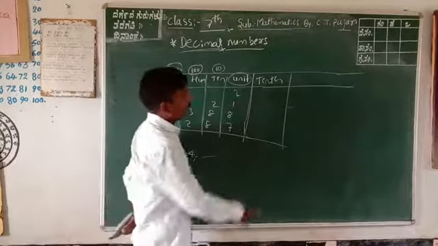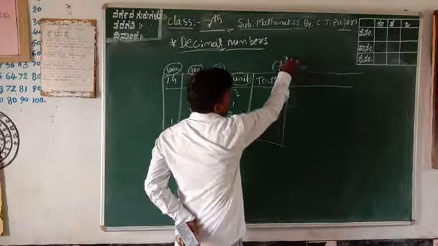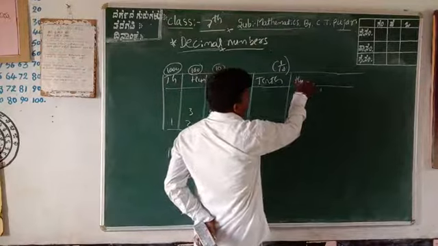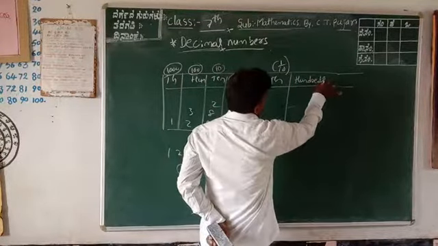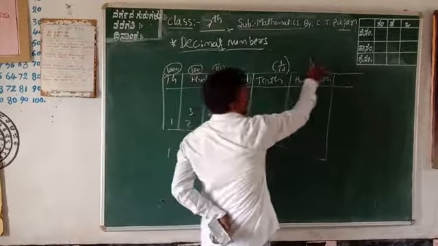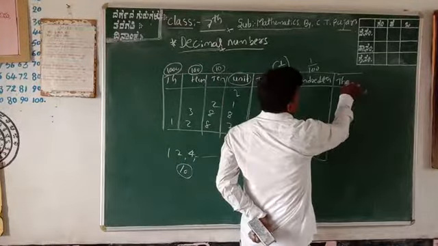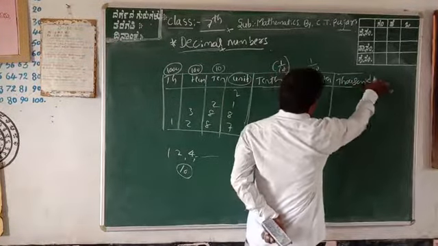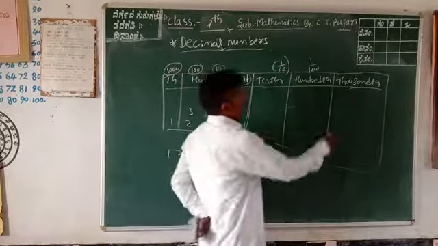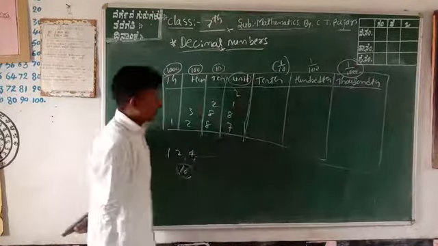But what about the tenth? Tenth means 1 by 10. Next, hundredth is 1 by 100. Next, thousandth is 1 by 1000. This is our rule. Okay.